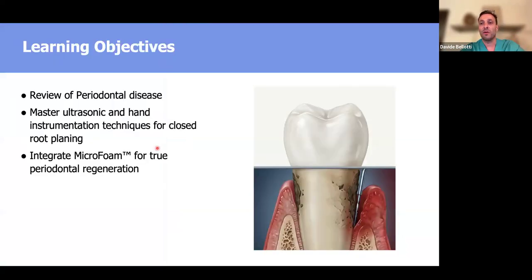But today we are going to talk about a topic that is very common. It's periodontal disease, but in a new way. So we'll try to see some review of basic knowledge of periodontal disease. It's always nice to start from the beginning and review some easy and basic concepts. But then we'll try to master ultrasonic and hand instrumentation technique for closed root planing. And we'll learn also, and that's the main topic, how to integrate MicroFoam for a true periodontal regeneration.